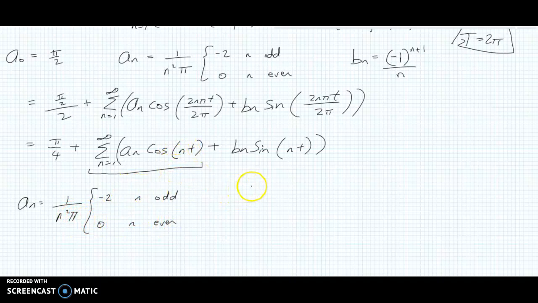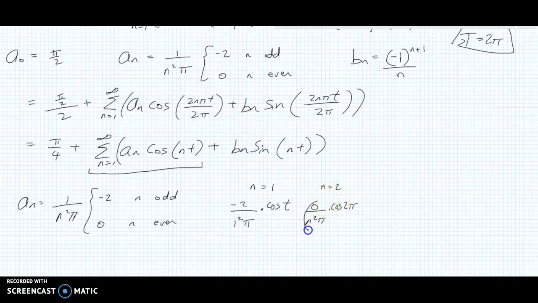So when n equals 1, what's going to happen? Well, it's odd. So when n equals 1, we're going to have 1 over 1 squared pi multiplied by minus 2. And that'll give us minus 2 over 1 squared pi times cos nt. So you'll have cos of 1t, and we won't bother with the 1, so we have cos of t. Now when n equals 2, this is going to be 0 here, so you're going to have 0 multiplied by 1 over n squared pi, and it doesn't matter what you write down here because it's all going to go to 0, so that's going to 0.